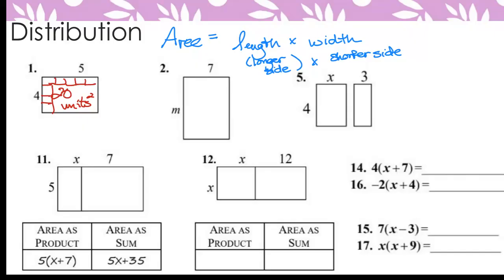All right, number 2. I have a length of m and a width of 7. What is the area of that rectangle? Length, width. What did you tell me I need to do to find area? Multiply them together. So what do I get for the area? 7m.